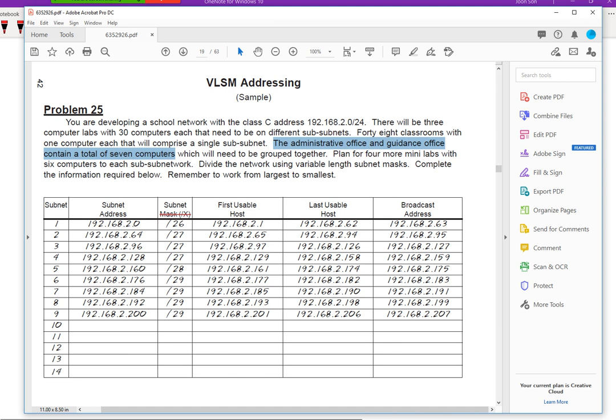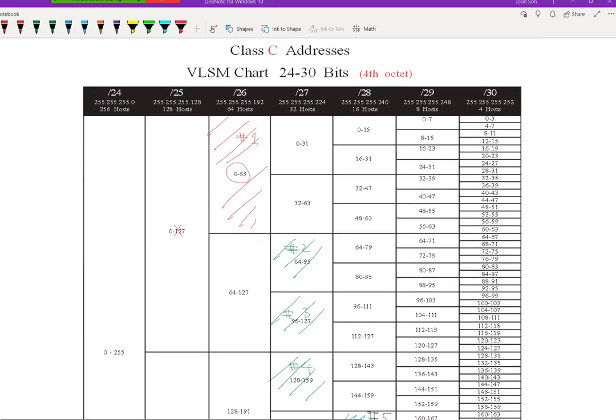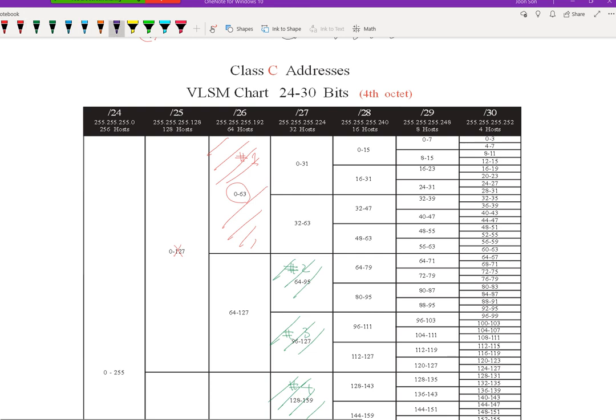Subnet number 1, 2, 3, 4, 5, 6, 7, 8, 9, right? So a total of 9 subnets, right? And then let's take a look at the second subnet. Let's try to find the first usable, last usable, and broadcast for the second subnet. The second subnet is this guy, right?